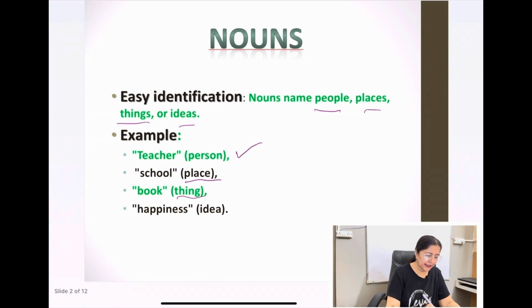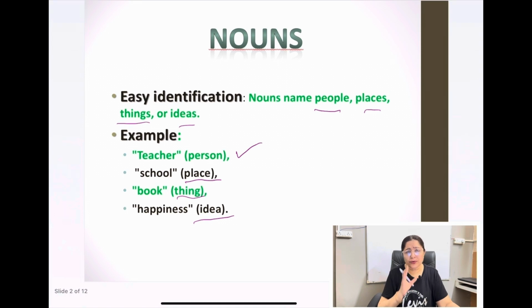Then for some ideas or states, we can also make use of some words which are noun forms. For example, I am feeling happy, I am feeling sad. So the noun form of these feelings would be happiness, sadness. There are some more words like accountability, or some states like honesty.